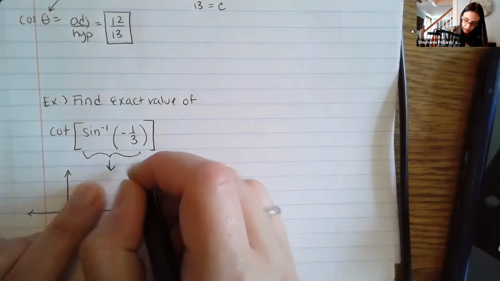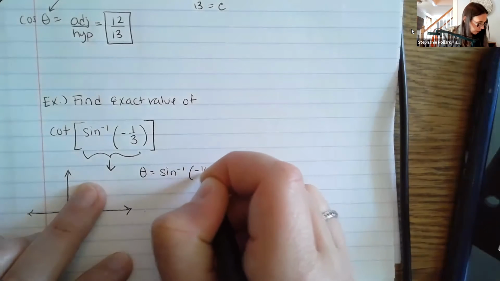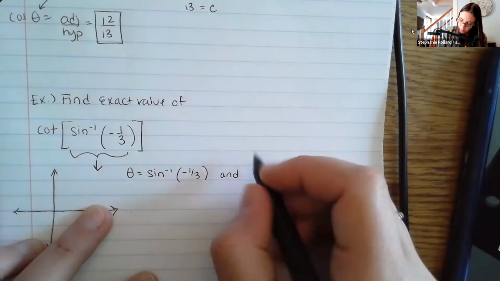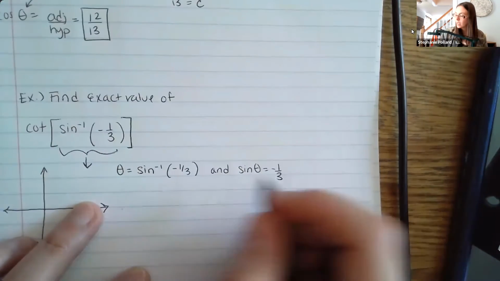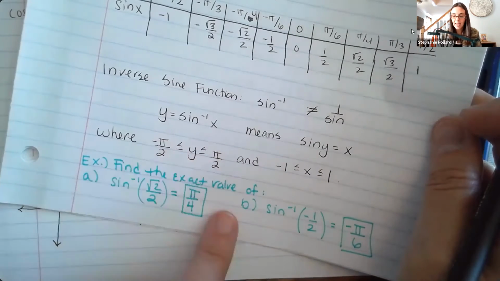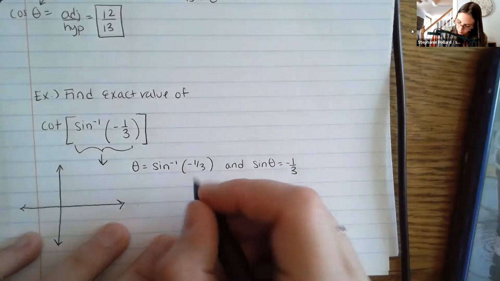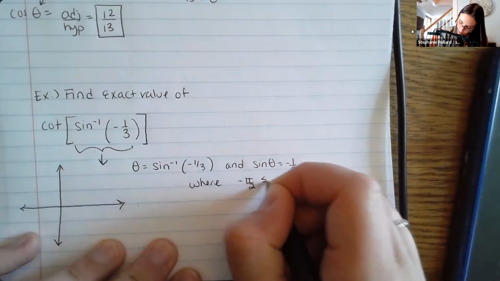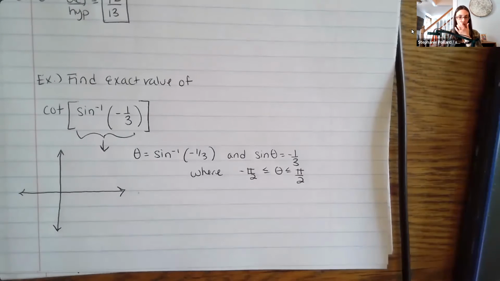So I know that theta is equal to the inverse sine of -1/3. But we could also relate this to sine as well, right? So sine of theta is equal to -1/3. And again, looking back at my inverse functions, that theta has to be between -pi/2 and +pi/2. And that's just how it was defined, right? So it does have to be somewhere between here and here.